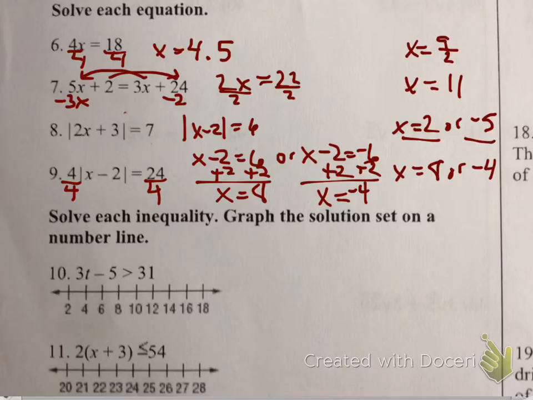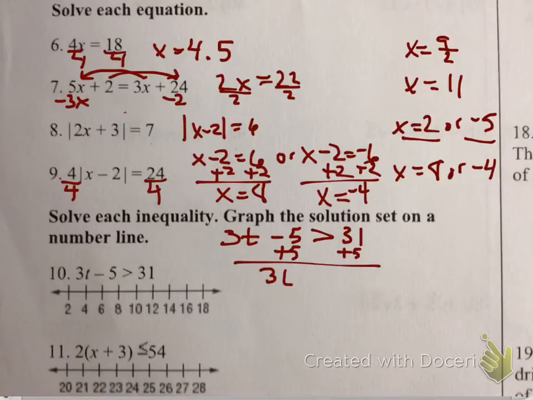Okay, so number 10 and number 11, I kind of have to give myself some space, squeeze it in here. Again, here's a very basic problem. I want to add 5 to both sides. So keep that in mind. We should know how to work these out. Divide by 3, and I get t is greater than 12. So that means at 12 I would put an open dot and shade to the right.